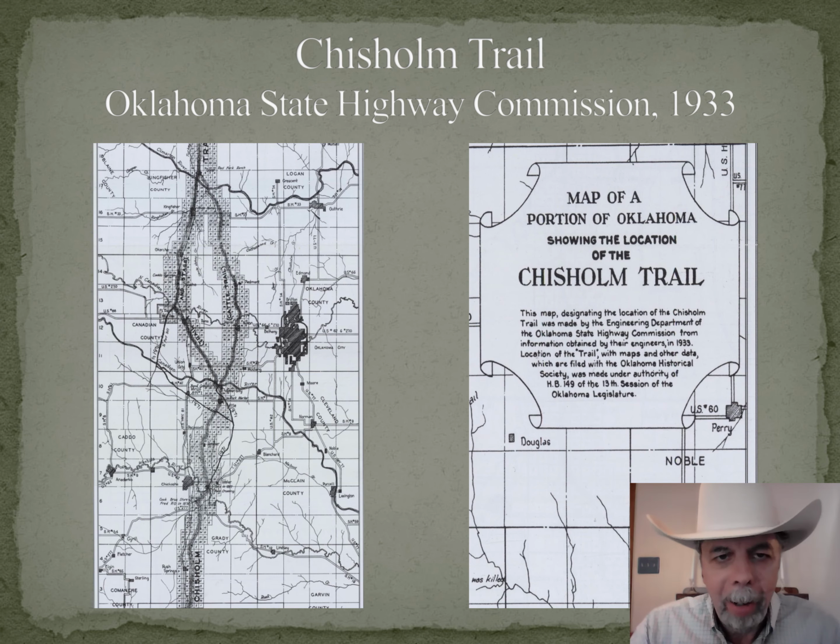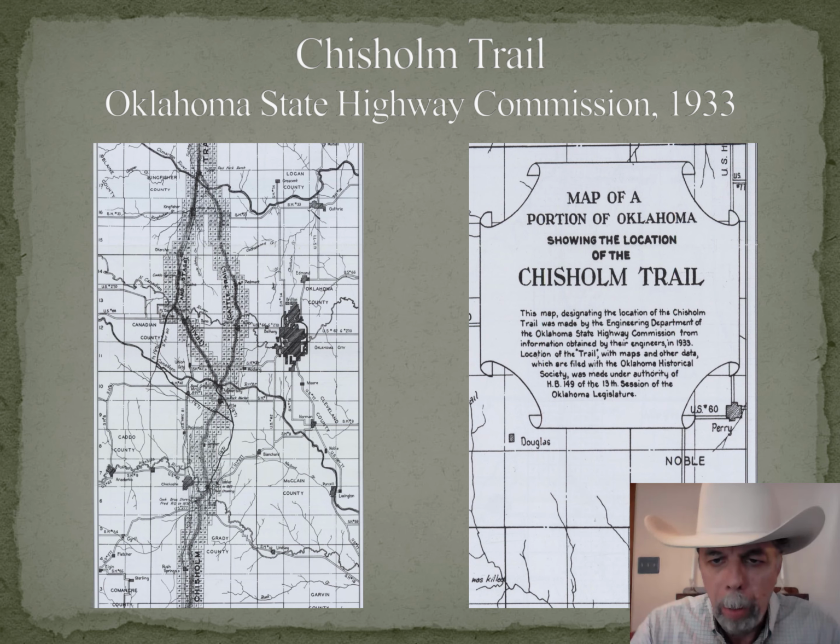This is the 1933 Oklahoma Highway Commission map that we saw in part one. We also saw in part one that the Highway Commission designated the northern and southern portions of the cattle trail that led generally along the route of Highway 81 through the state as the Chisholm Trail. This is the middle portion of that map, and let's take a closer look.